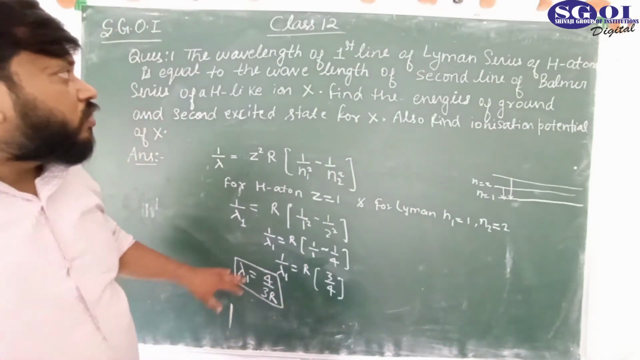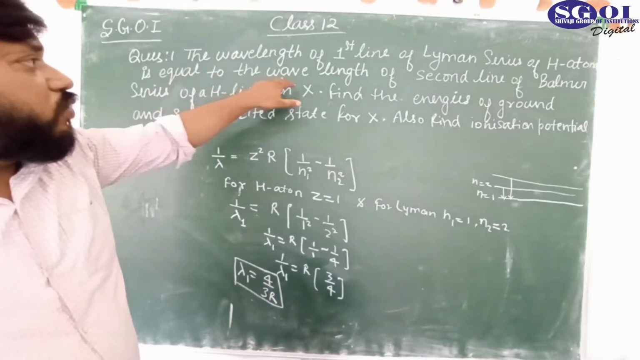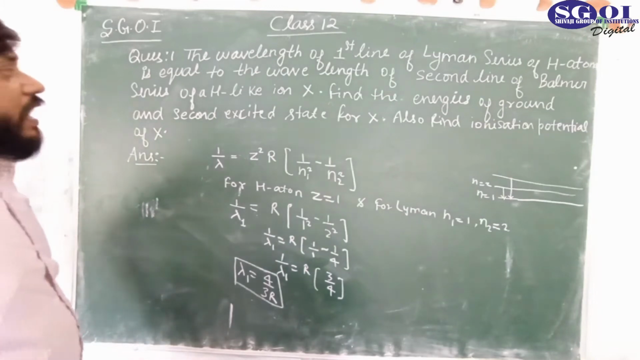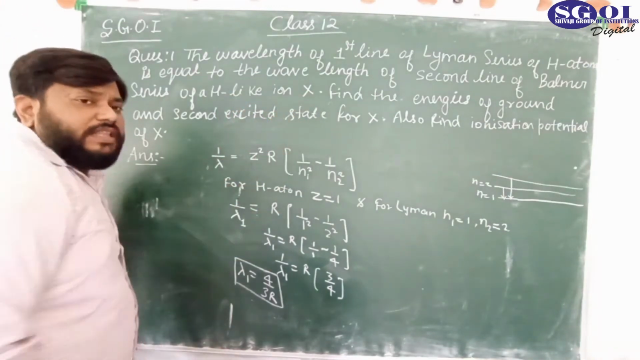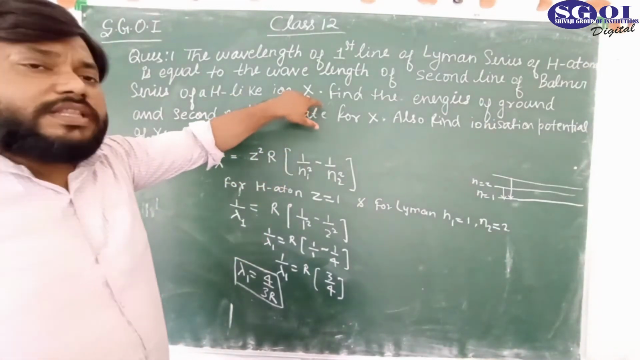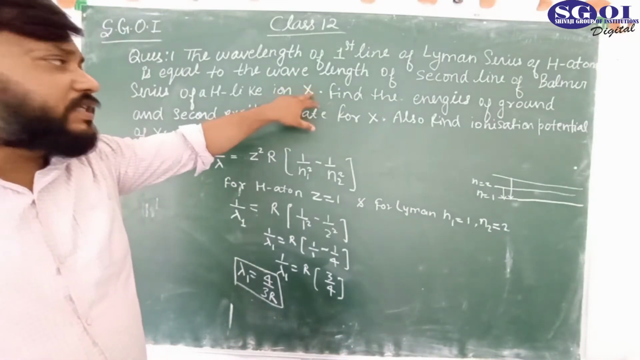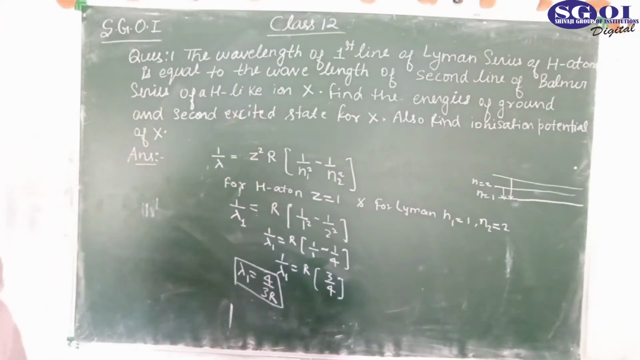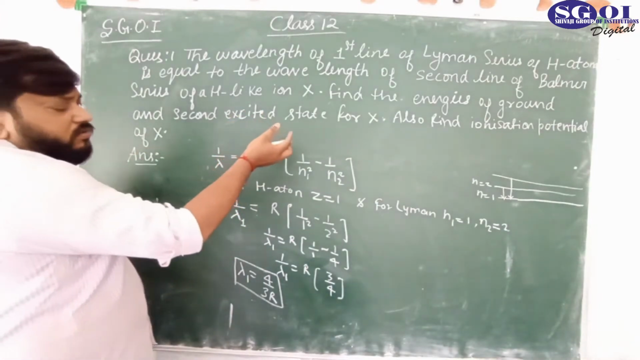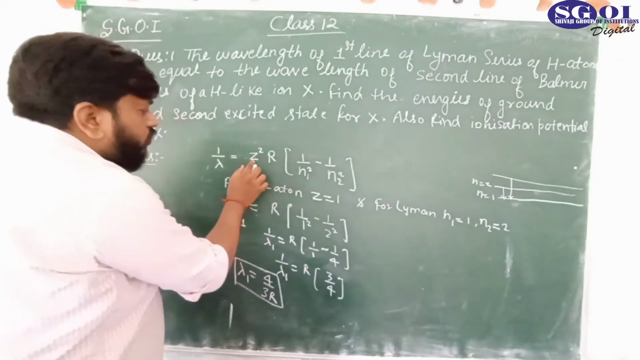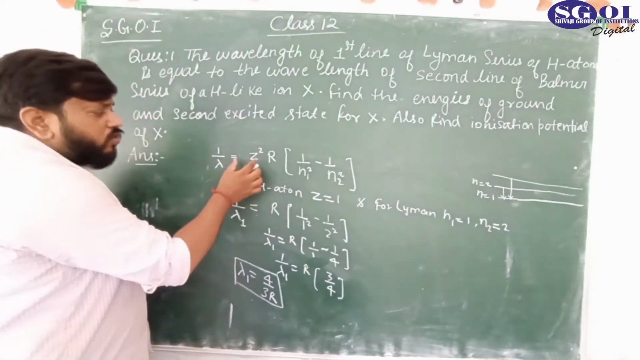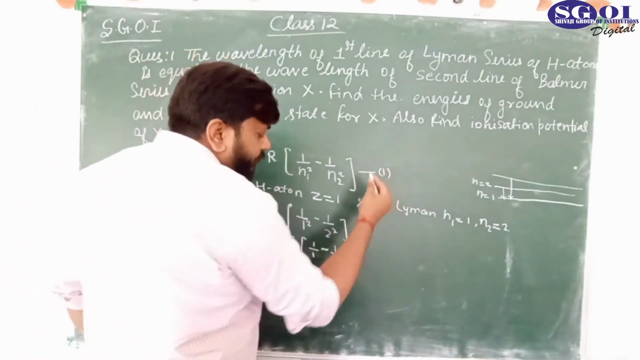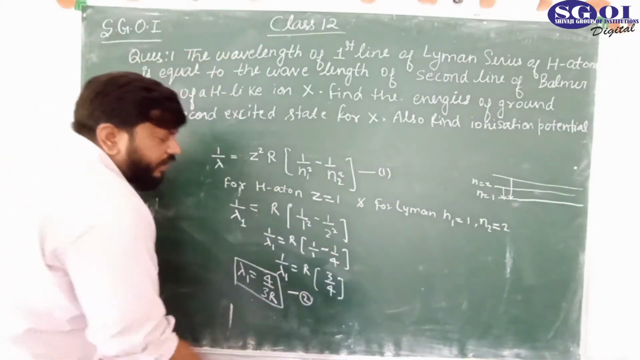Now we find the wavelength of the second line of the Balmer series of the hydrogen-like ion. But here the ion is represented by the letter X, and we don't know which element it is. So we cannot put the value of Z here. This is equation number 1, and this is equation number 2.